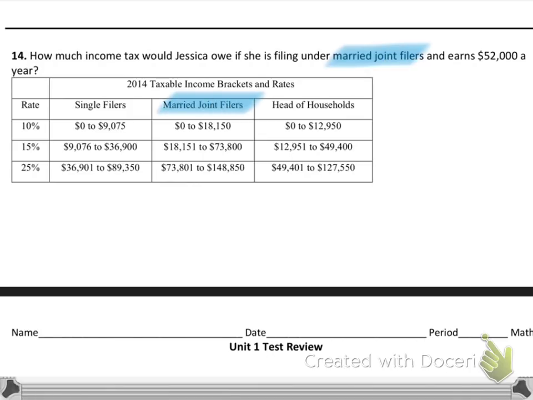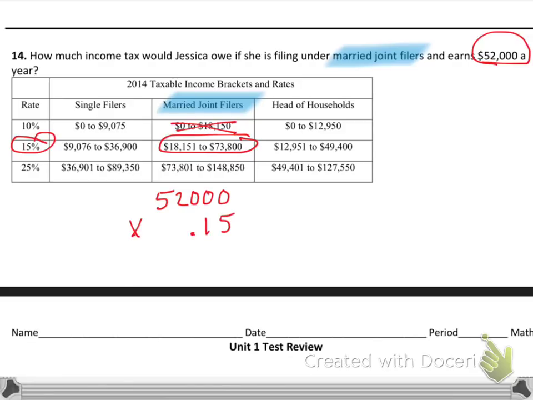So we only want to look at this bracket. So we want to know which one of these three does she fall into. She earns $52,000 a year. Well, that doesn't fall in that bracket. It falls in this one. So her percentage is 15%, or 0.15. So we have 52,000 times 0.15, because remember, we're finding 15% of the number. We're going to multiply them together.